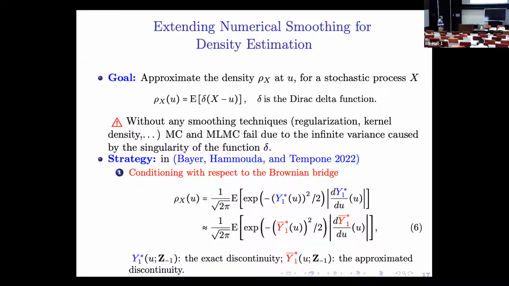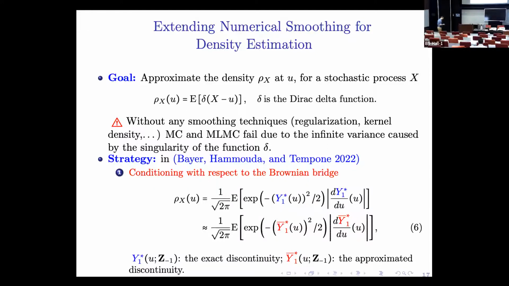So what we do, given the construction that we did, is condition with respect to the Brownian bridges that we have in our problem. Then you end up with something nice, which is regularized, which is equal to the expectation of something kind of exponential with respect to Y1, multiplied by the derivative of Y1 with respect to u. Here we try to solve the location of the density at the point u.